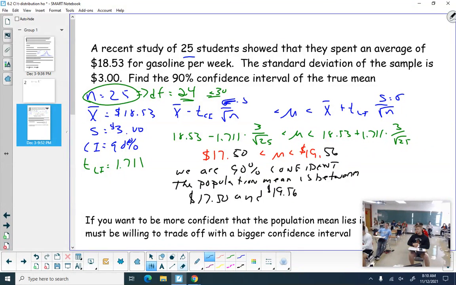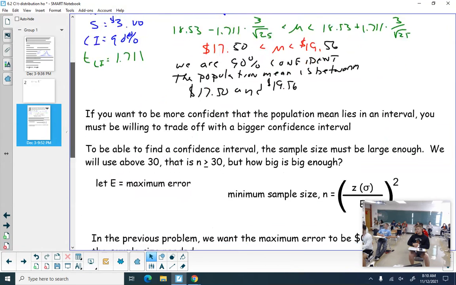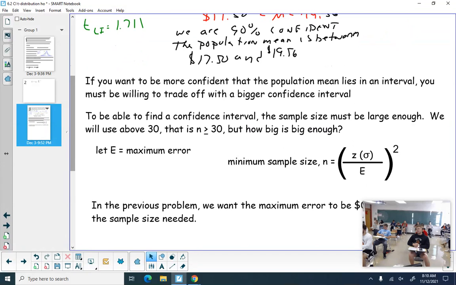As we talked about yesterday, and we're going to do a problem with it now. When you talk about confidence, if you want to be more confident that the population mean is in the interval, you must be willing to trade off a bigger confidence interval. To be able to find a confidence interval, the sample size must be large enough. We want to try to use above 30 if we can. If we can't get above 30, that is fine. We still want to make calculations. And that's what the t substitution is, and the t value will allow us to do.